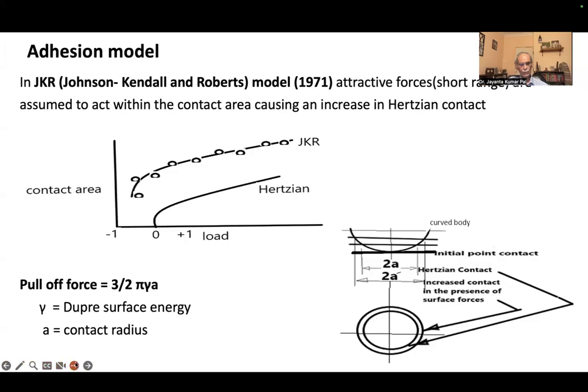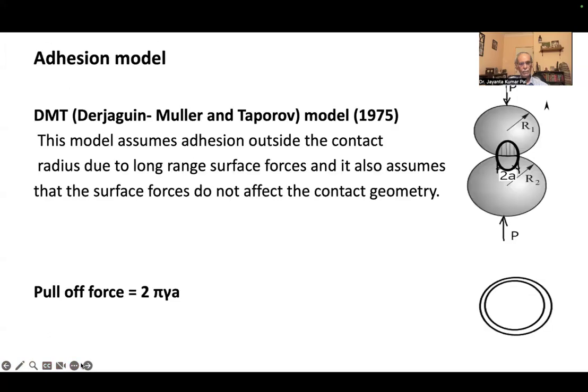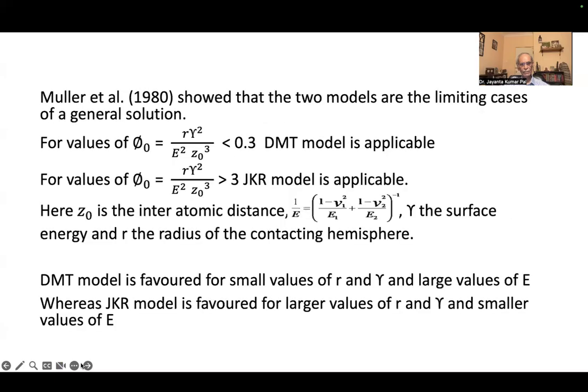This is not very much different from the JKR model, which is only 3/2. So you see the two models don't give much different results, but the assumptions are quite different. And around the mid-70s, there was a lot of discussion about these two assumptions. And Muller and Tabor in Cambridge came up with a solution.